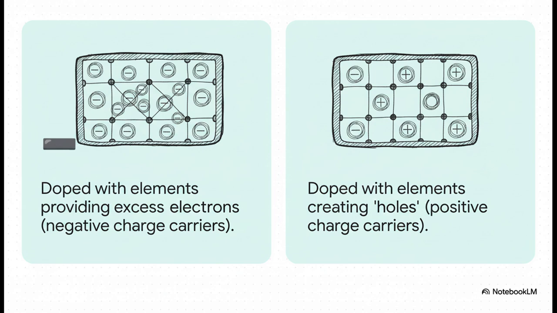Then, on the other hand, we create P-type material. Now here, we do the opposite. We add elements that create an absence of electrons. We call these absences holes. The best way to think of a hole is like a vacant parking spot, just waiting for an electron to pull in. And as electrons jump from spot to spot, the hole itself seems to move in the opposite direction. It acts just like a positive charge carrier, hence P for positive.